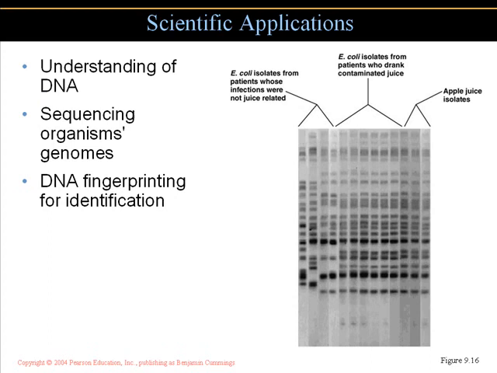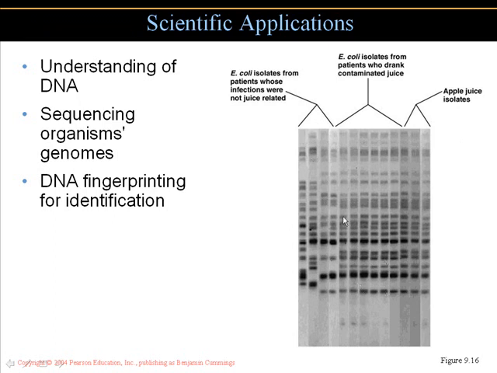So again, under DNA sequence of organisms, genomes, and DNA fingerprints, this is an example of utilizing isolates from patients whose infections were not related, and E. coli isolates from patients who drank contaminated apple juice. Again, you see particular enzyme products that are produced in each of the individuals and are able to match up.